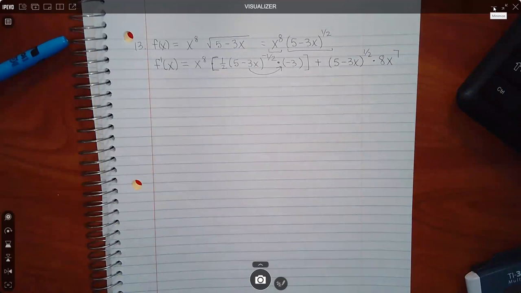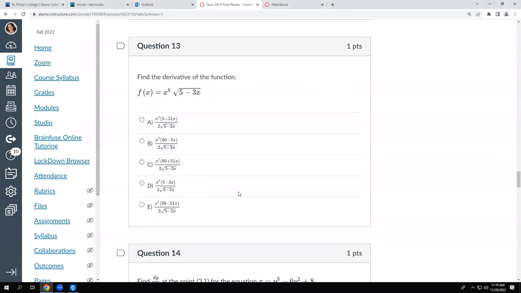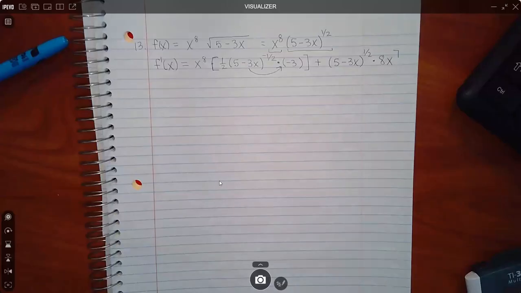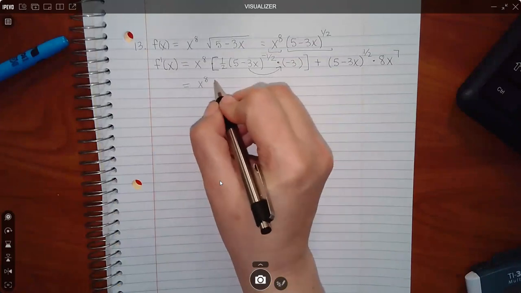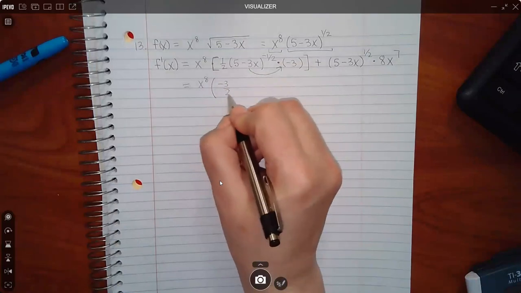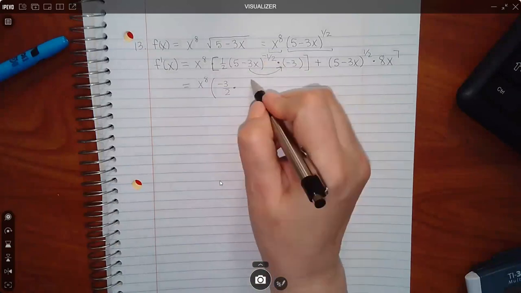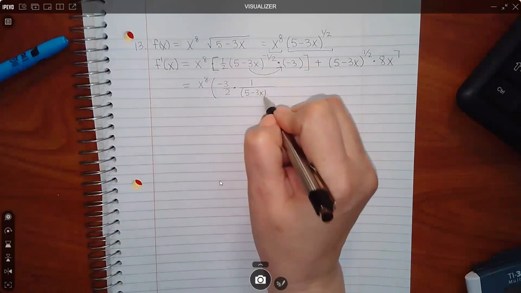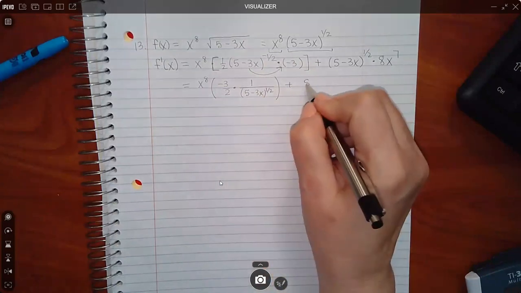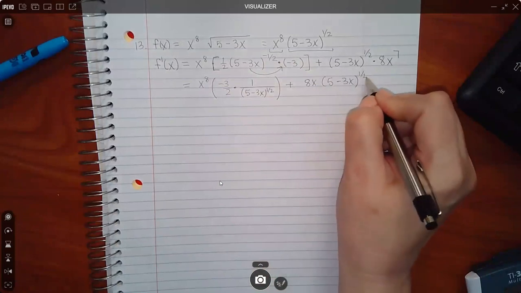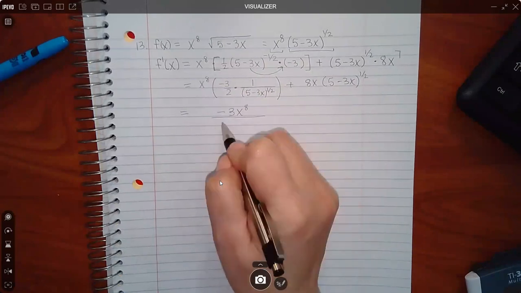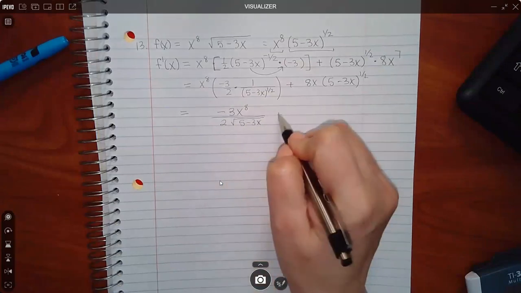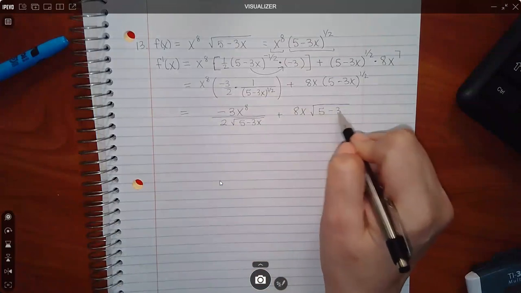Now, what do the answers look like? Because I don't think they look anything like this. So notice how they're all one giant fraction, right? So we're gonna have to try to get ours to look like one giant fraction. I definitely have some simplifying to do here, so let's see. Let me just figure out what's in this bracket. That would be like -3/2. And then this, since it has a negative exponent, it can be written in the denominator as a positive 1/2. And what are 1/2 powers? They're just square roots. So this is 2 times the square root of 5 minus 3x. And then this is 8x times the square root of 5 minus 3x.